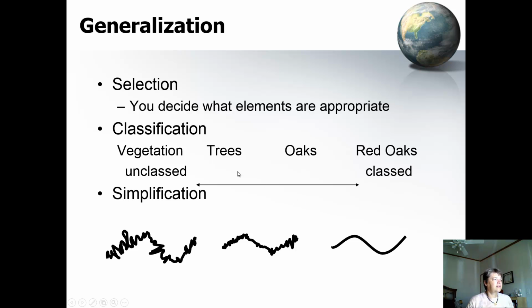You can generalize vegetation. Here's an example of vegetation, road classes, that sort of thing. You can generalize them. You can be very specific and say you've got red oaks versus white oaks, ash trees, and explain each one of those types of trees. Or you can just say trees, or you can say vegetation. So you need to determine, based on your audience and based on the purpose of the map, how general and how specific you want to be.